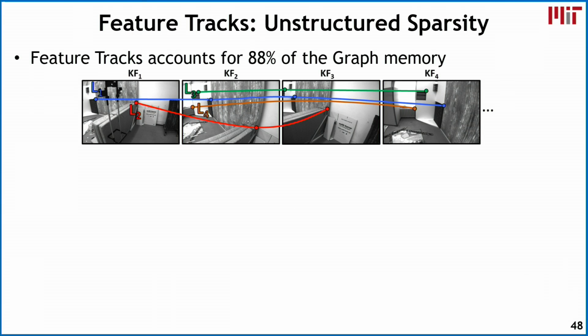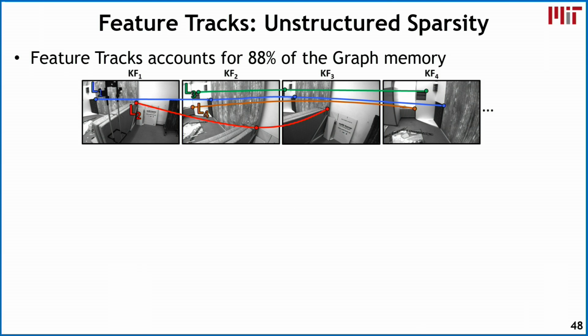Next, we're going to talk about the unstructured sparsity that we have due to the feature tracks. This is both unstructured and dynamic sparsity, so it's changing over time. Feature tracks actually account for 80% of the graph memory. Again, feature tracks are those vision vectors that are constraining the states of the different keyframes. Just to remind you, in these particular feature tracks, you can see that the length of the feature track will vary. Some of them go across all the keyframes, some of them do not, because sometimes the landmarks fall outside the view of the camera. So it really depends on the movement of the camera itself.